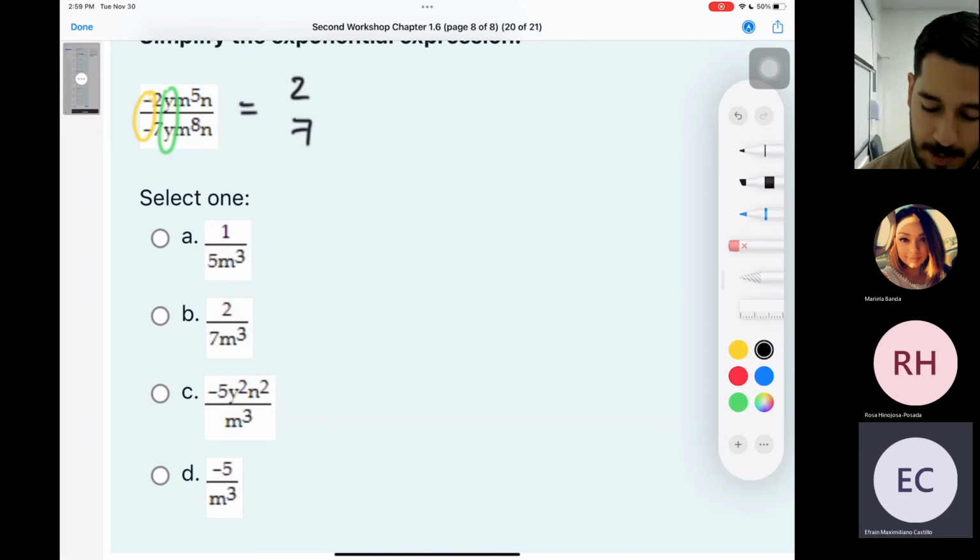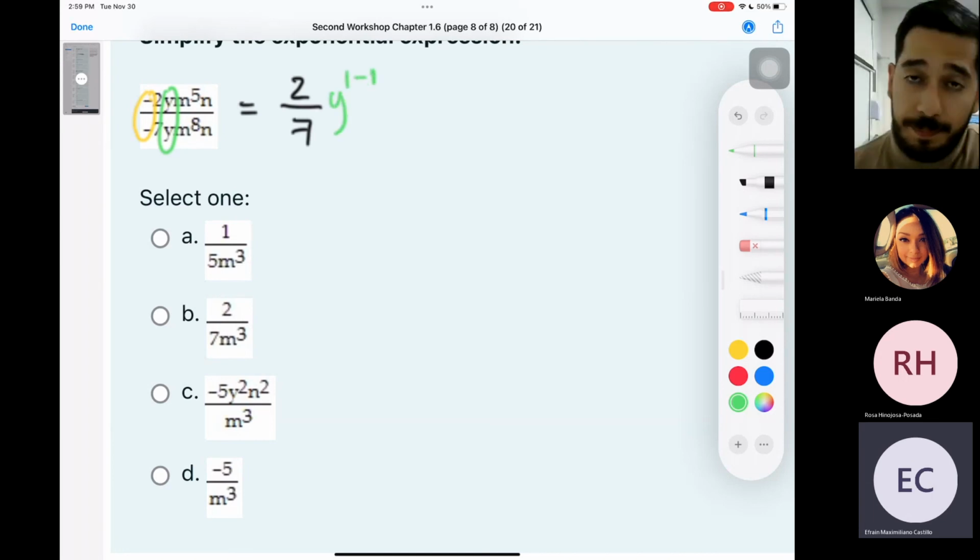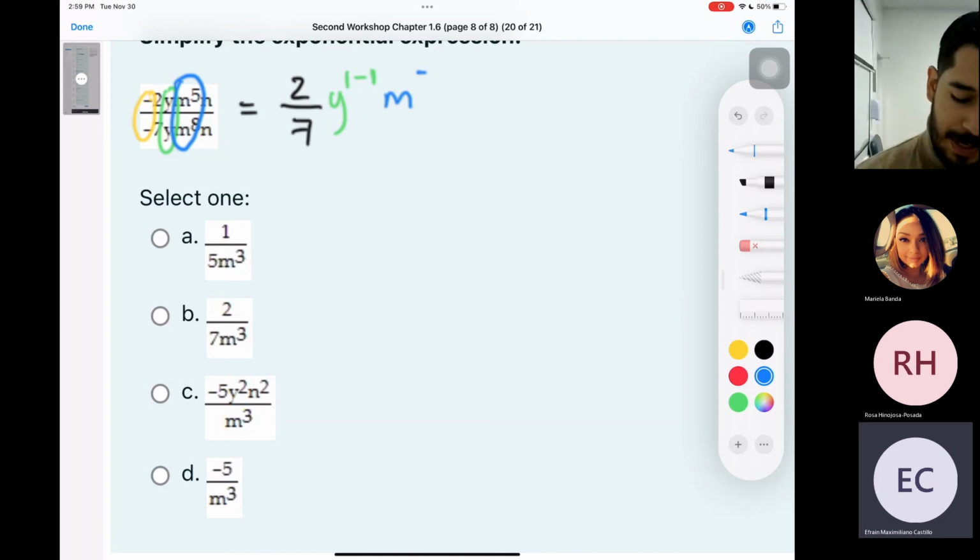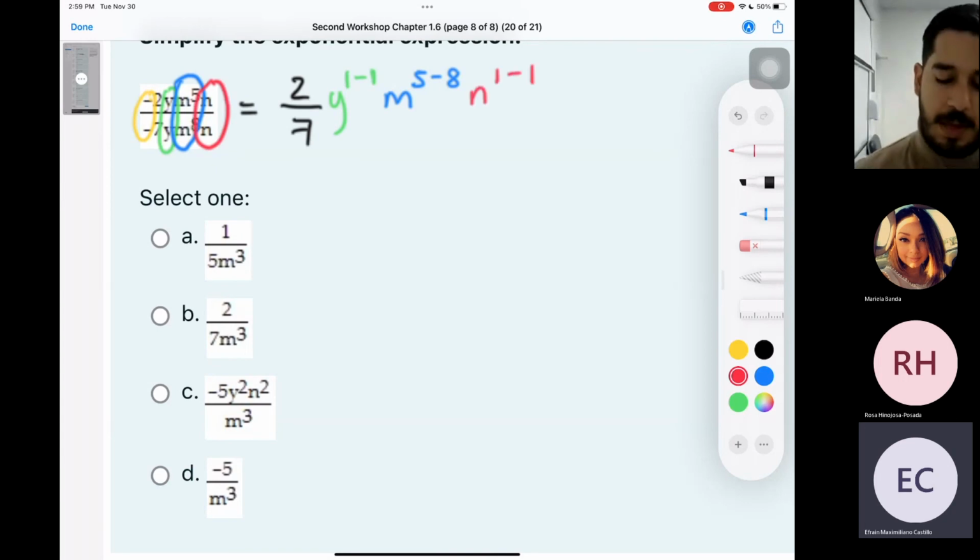So y to the power of, what's the exponent on the top? 1. And the exponent on the bottom is 1. Then m to the power of 5 divided by m to the power of 8, the same thing: top minus bottom. And then n divided by n, top minus bottom. And we keep going.